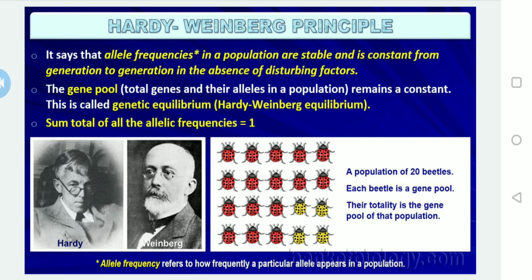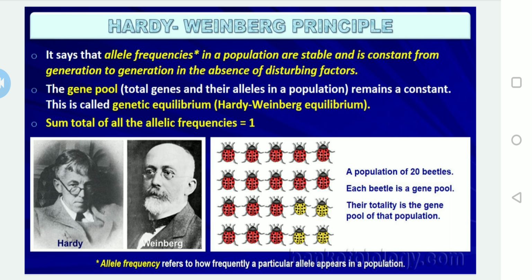They demonstrated that gene frequencies do not depend on dominance or recessiveness, but remain constant from generation to generation under certain conditions. That is the gene pool: the total genes and their alleles in a population remain constant. It is also called genetic equilibrium, or popularly the Hardy-Weinberg principle. You can ask how many genes or alleles there will be: the sum total of all the allelic frequencies is always equal to 1.